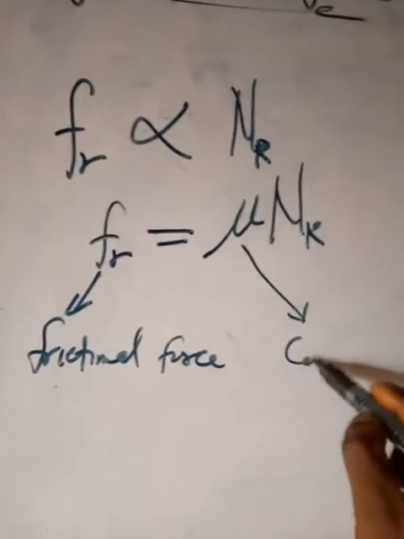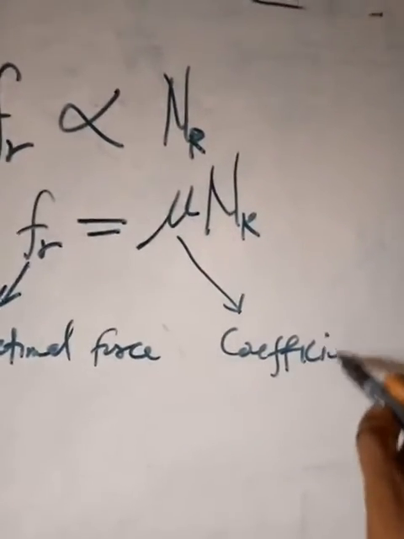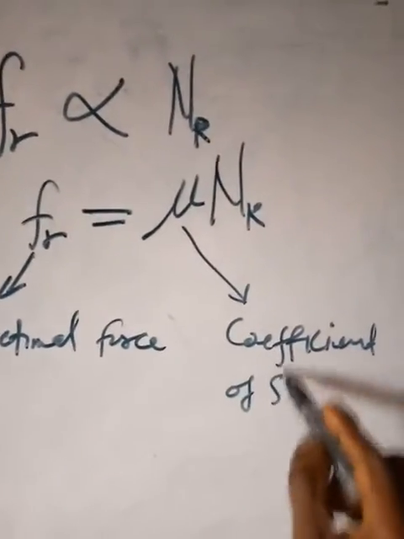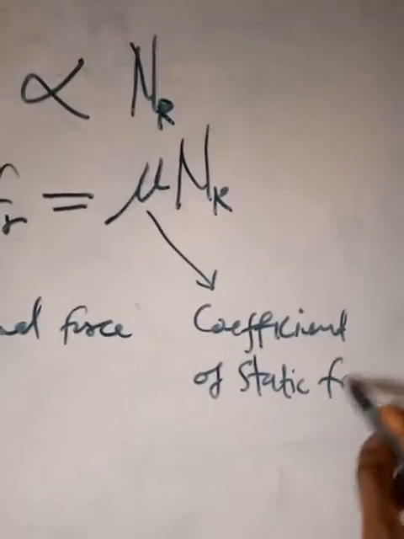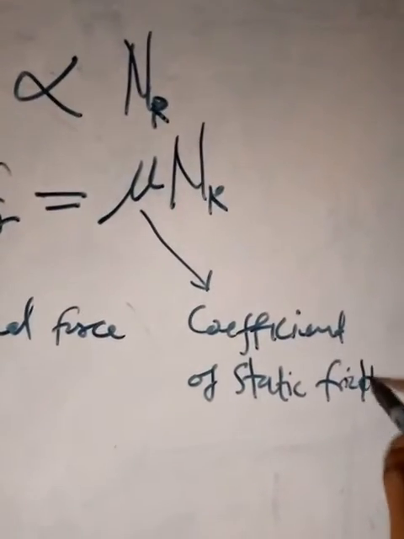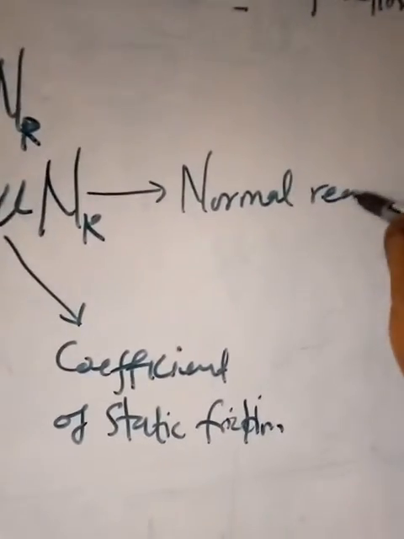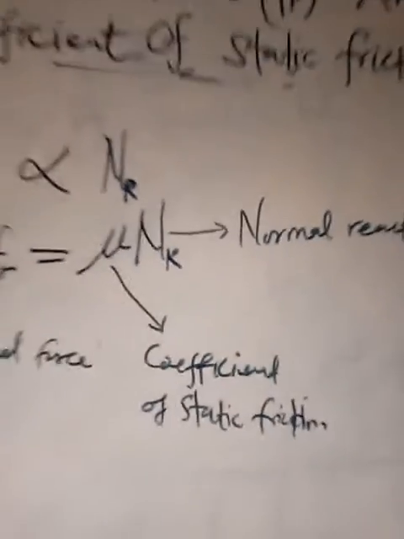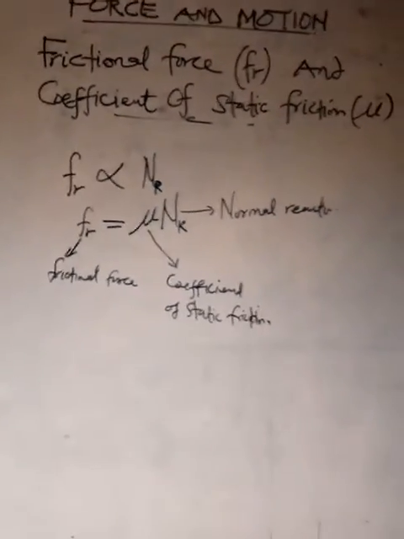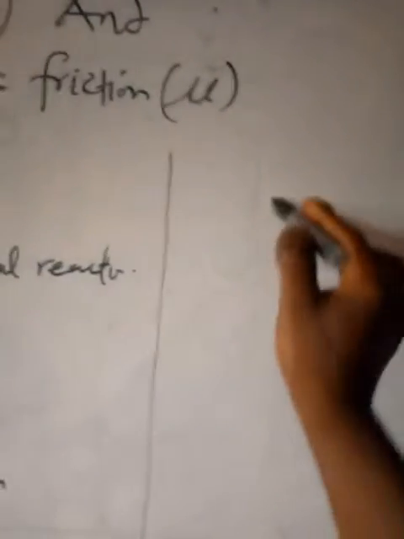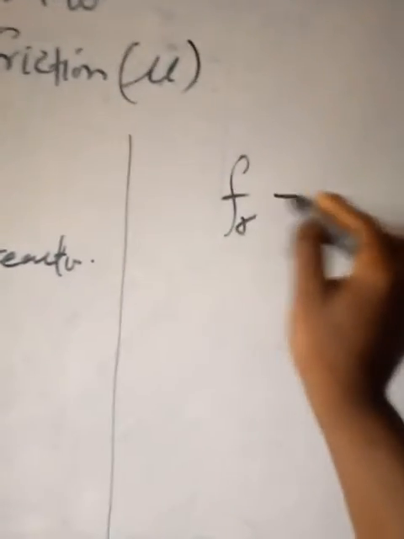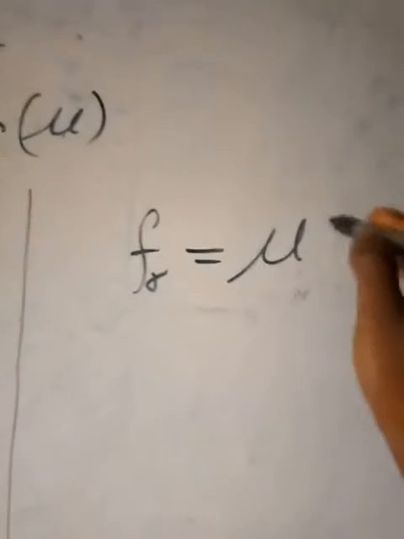This is the coefficient of static friction. Then this is normal reaction. So the relationship between frictional force and coefficient of static friction is given as this.